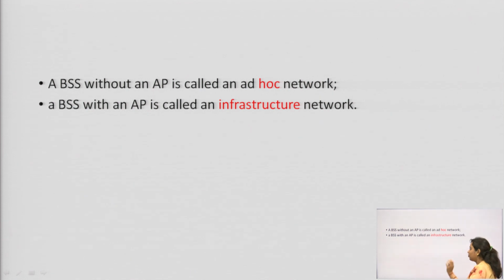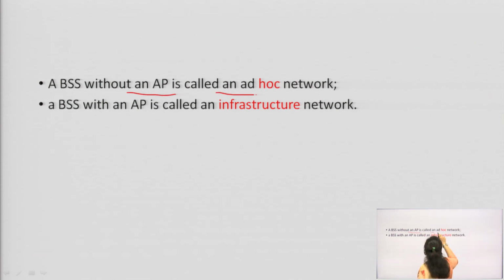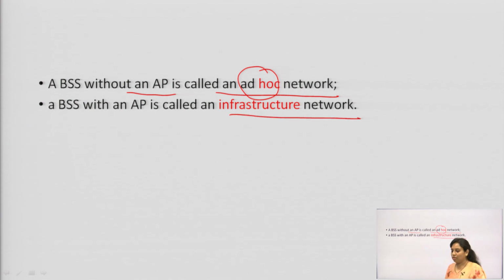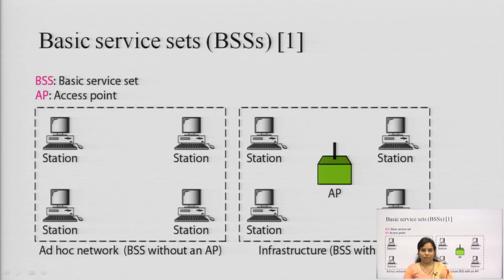Now, these are some of the units. In the next diagram I am going to show you what is BSS. A BSS without an AP is called an ad hoc network, and a BSS with an AP is known as an infrastructure network. These two networks we will discuss in the next slide. So, what is ad hoc and what is infrastructure? Without an AP it is ad hoc, and with an AP it is known as infrastructure.